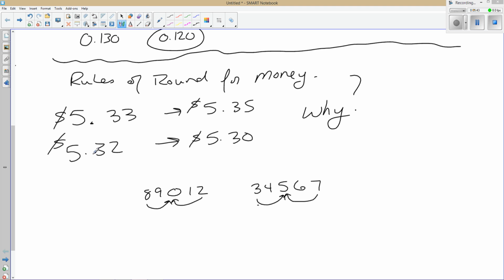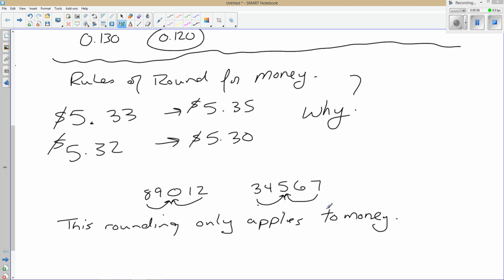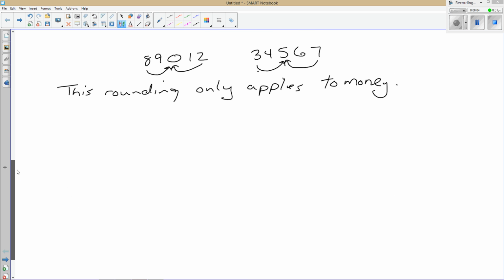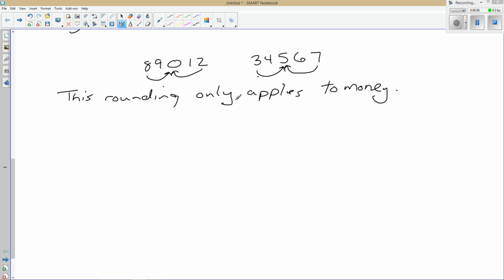So for money, this rounding style only applies to money. Now you're not going to see it in today's work, but you'll see it near the end of the unit. I'm not going to review it in a video. I'm just going to review it on the board briefly, okay?